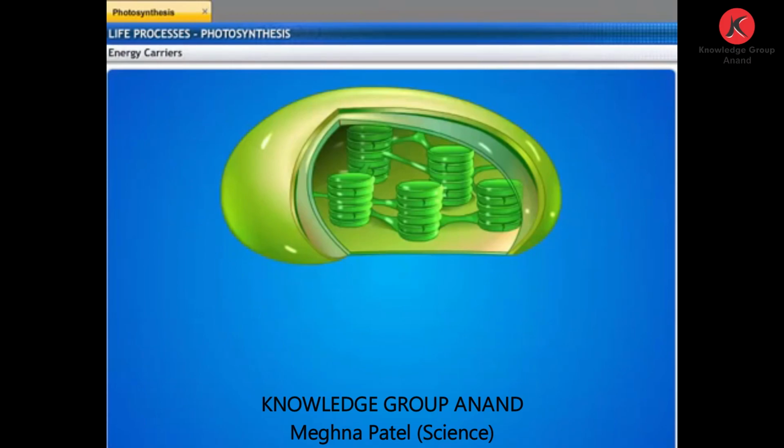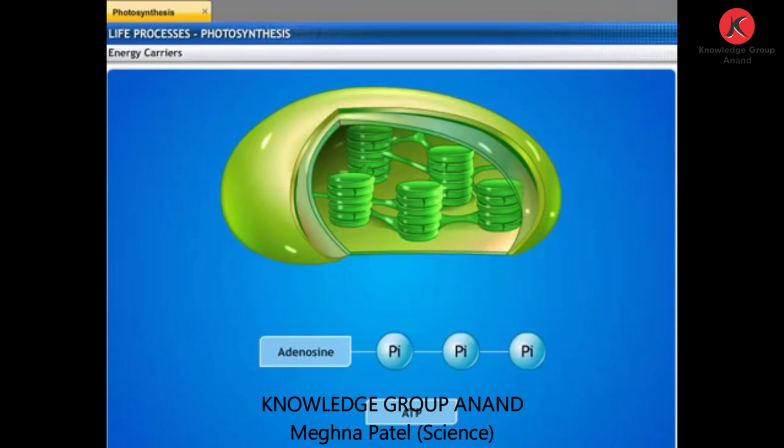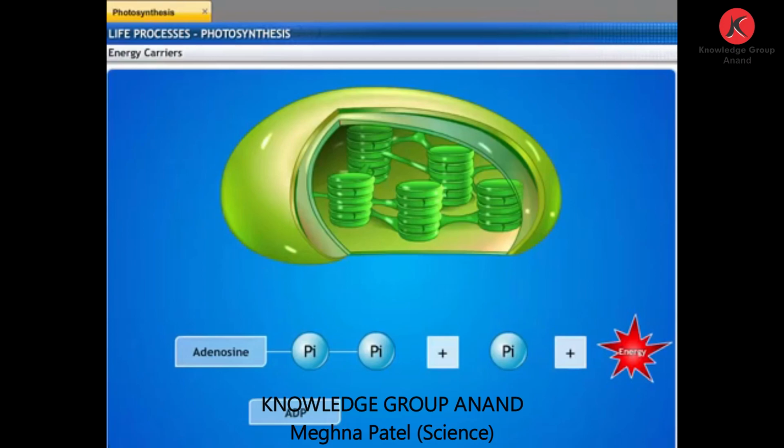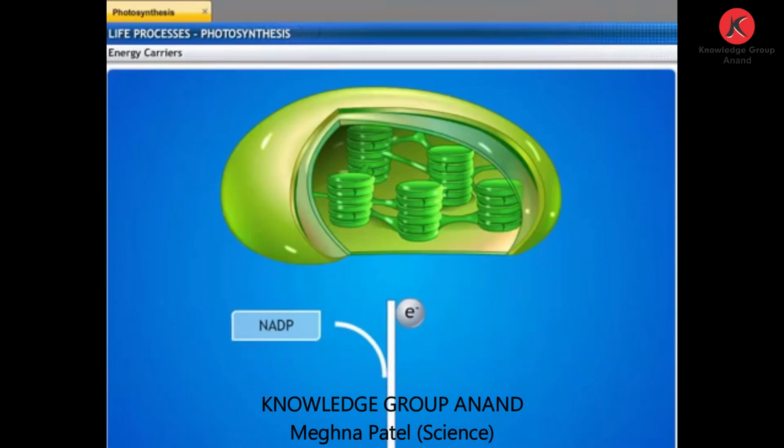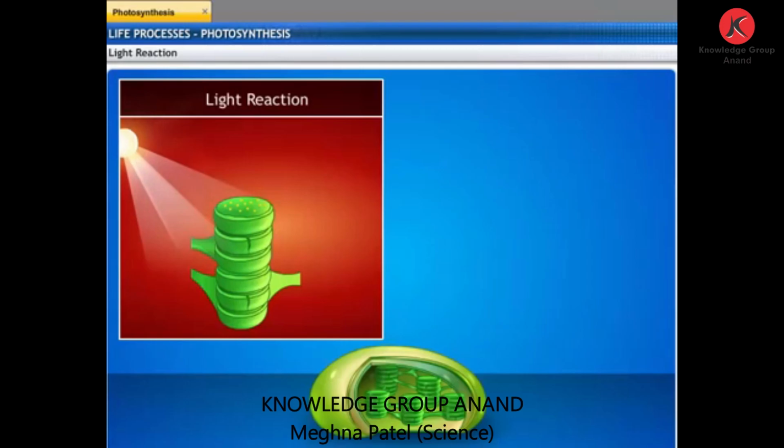The energy carriers involved in photosynthesis are ATP, adenosine triphosphate, which acts as an energy carrier. The third phosphate group in ATP breaks up, releasing ADP, phosphate, and energy. NADP is nicotinamide adenine dinucleotide phosphate that is used as an electron carrier. NADPH is the reduced form of nicotinamide adenine dinucleotide phosphate that serves as an energy carrier. As the name suggests, light reaction takes place in the presence of sunlight.